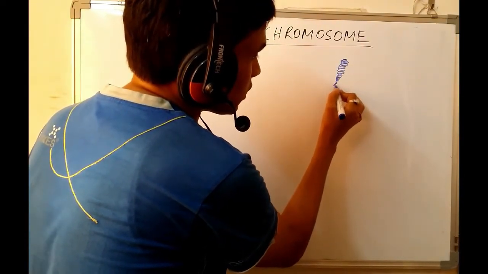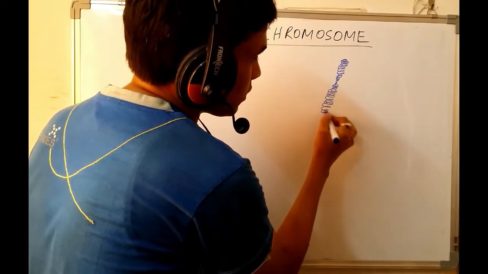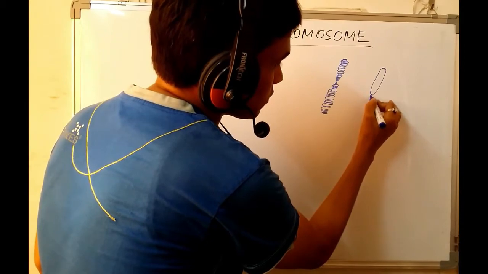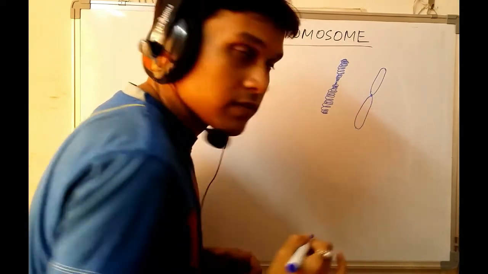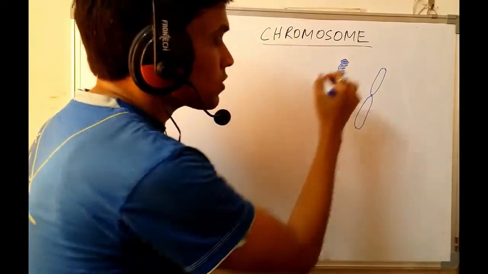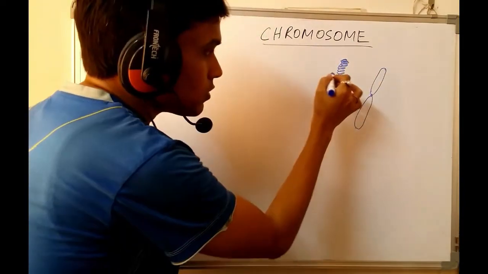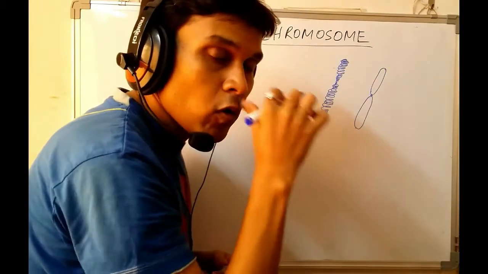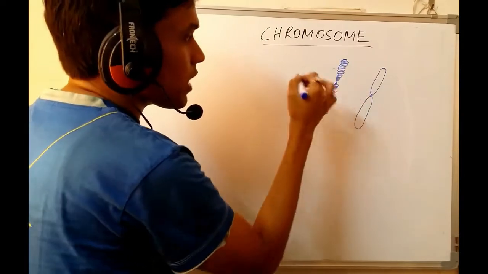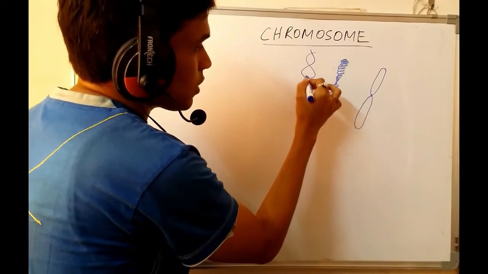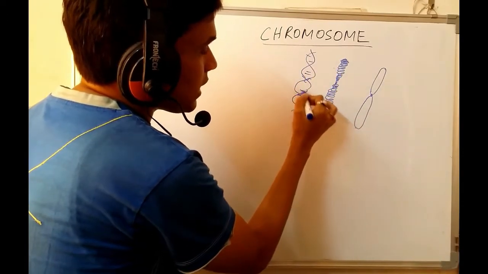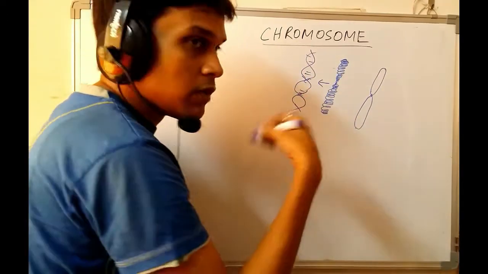There is a constriction, and after that there is again an arm. I think you know this, the structure is something like this, but I have created the drawing like that because I just want to show you that the DNA is super coiled inside the chromosome. So DNA is a coiled-like structure inside the chromosome. That is why I have drawn it like this. Each chromosome is made up of double-stranded DNA.